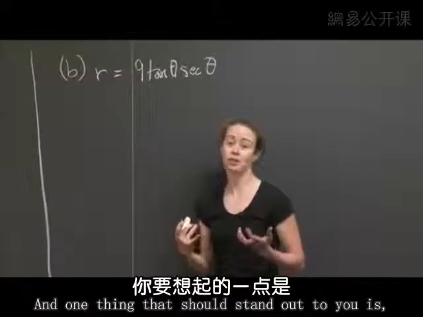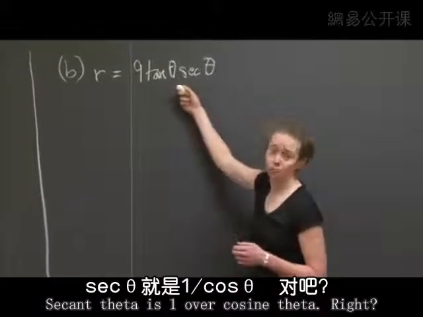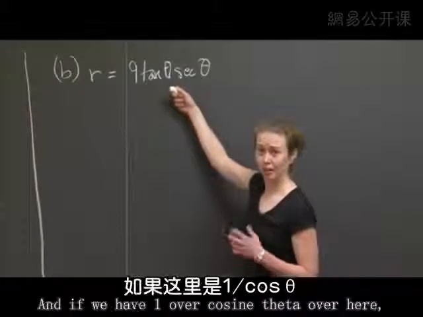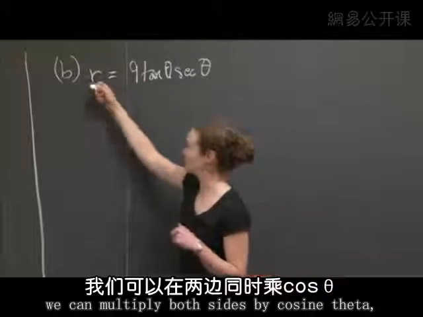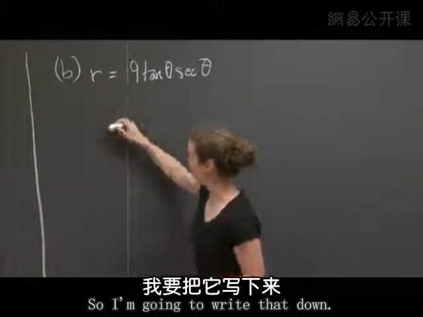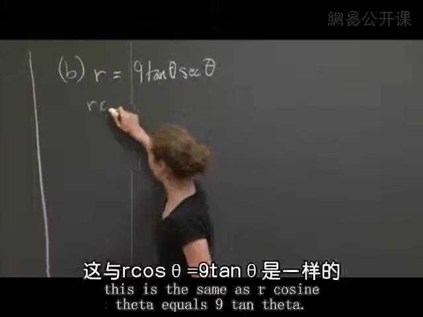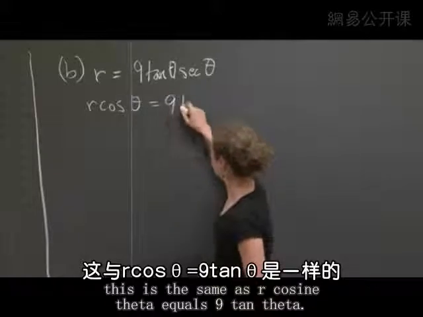And one thing that should stand out to you is, what is secant theta? Secant theta is 1 over cosine theta, right? And if we have 1 over cosine theta over here, we can multiply both sides by cosine theta, and we get an r cosine theta over here. So I'm going to write that down, that this is the same as r cosine theta equals 9 tan theta.